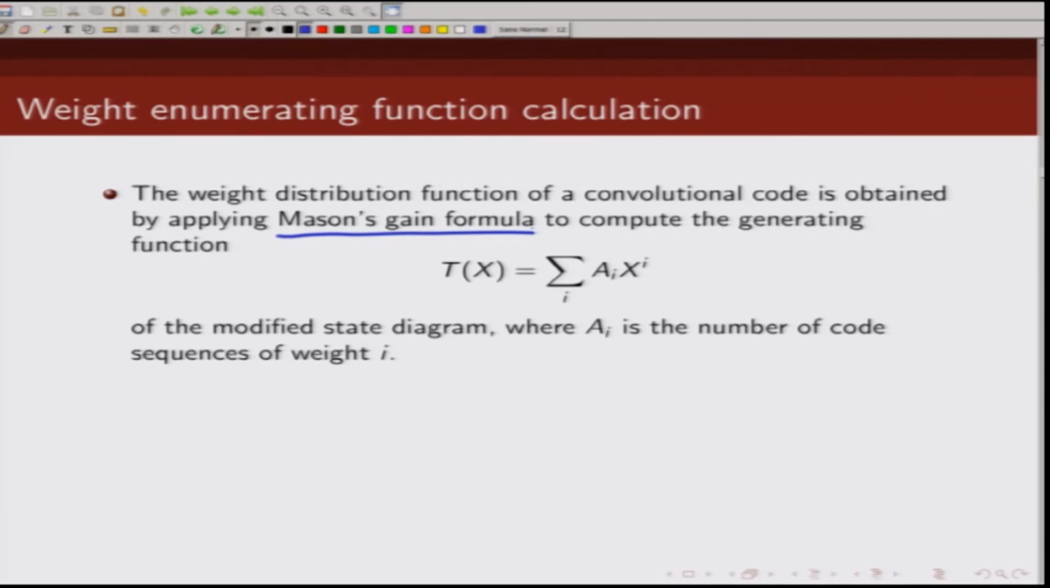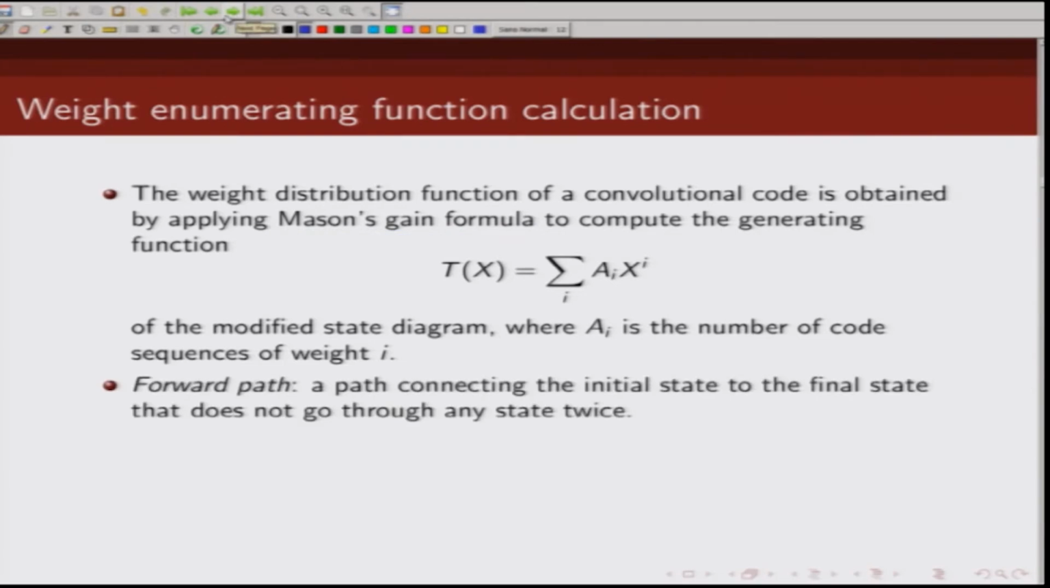So, we are going to describe how to use Mason's gain formula. We represent by T of x the generating function, which will basically enumerate all codewords of weight I. Now, let us define a few terms that we are going to use in Mason's gain formula. The first term is the forward path. A forward path is a path from the initial all 0 state to the final state, and the condition is that this path should not go over any state twice.